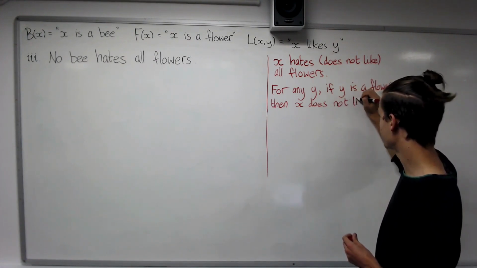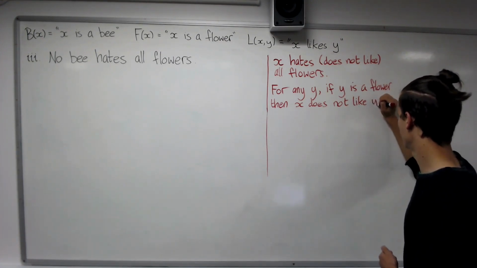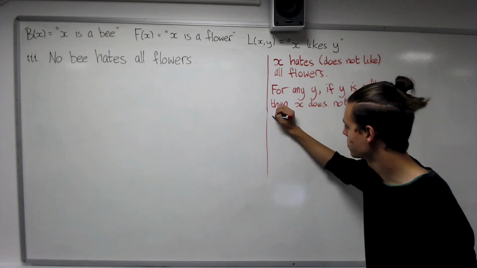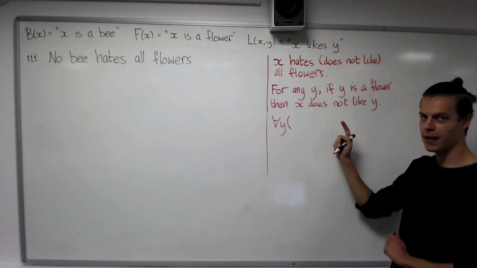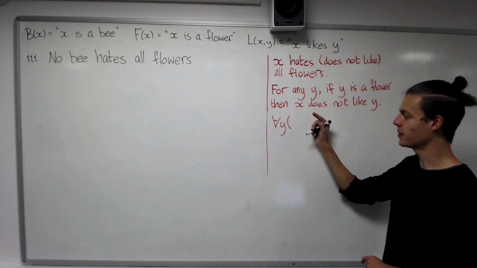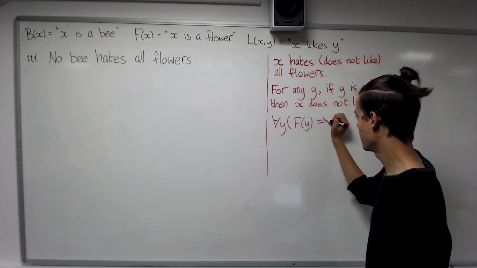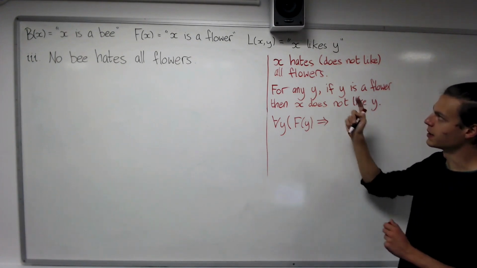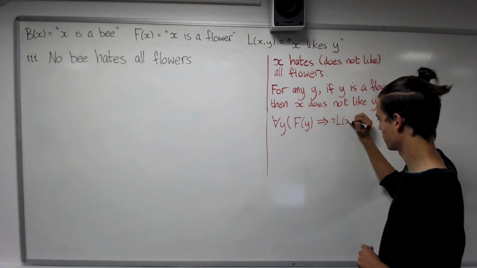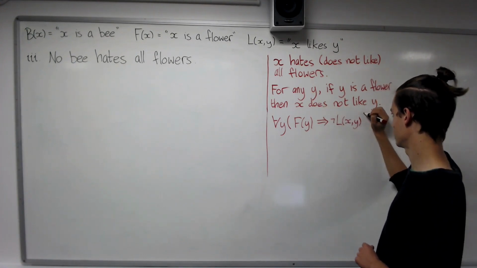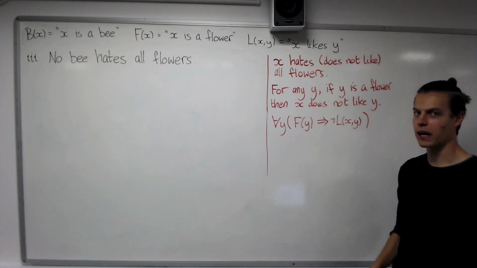And how can we write this in predicate logic? Well, it's quite easy to translate from here. For any y, we have an implication now. If y is a flower, then x does not like y. So it is not the case that X likes Y. So this statement says that X hates all flowers, right?